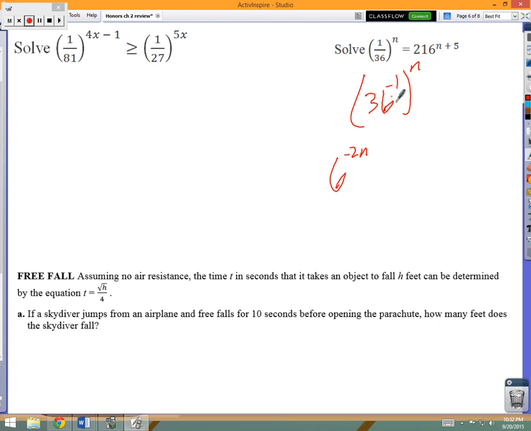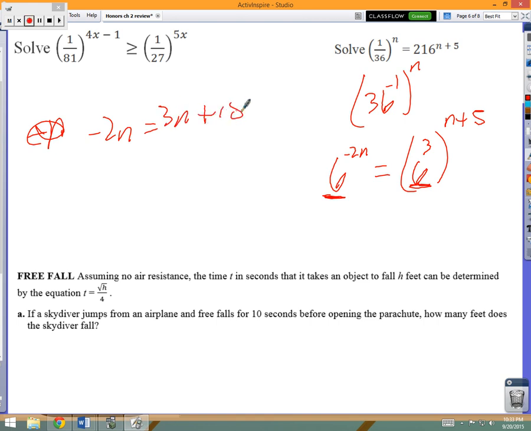Now, the question is how many 6's to get to 216. 6 times 6. Let's try 3 of them. It is 3. So here's what you got: 6 cubed is 216, n plus 5. Your bases are both 6's, so if your bases are the same, logically your exponents have to be the same. So negative 2n is equal to 3n plus 15.